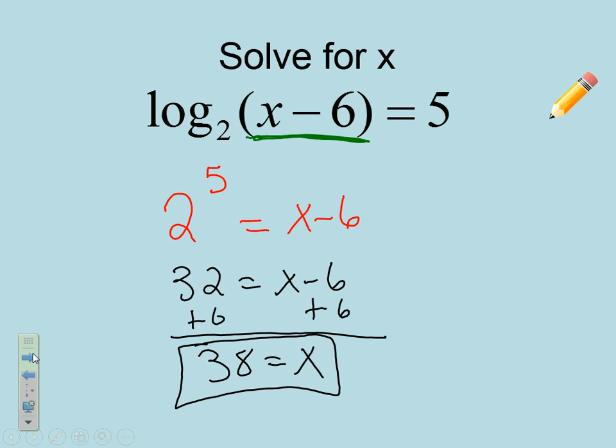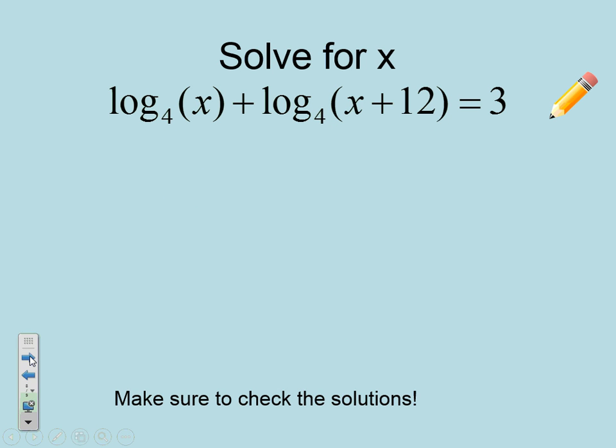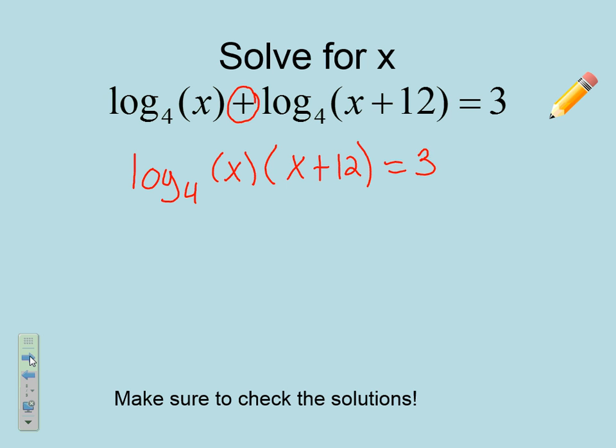Now off to our last example. Here it is. I have log base 4 of x plus log base 4 of x plus 12 equals 3. First thing, ladies and gentlemen, that I have to do for this one is I have to condense it. I can only have one log if they're on one side. So in order to do that, I'm working with addition, and addition turns into multiplication. So I'm going to have log base 4 of x times x plus 12 equals 3.